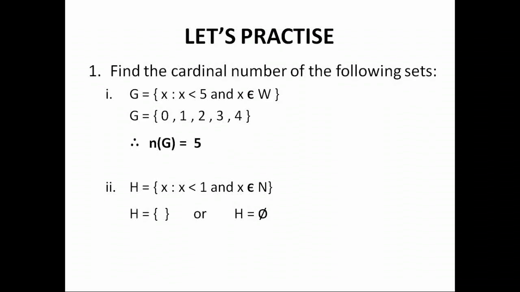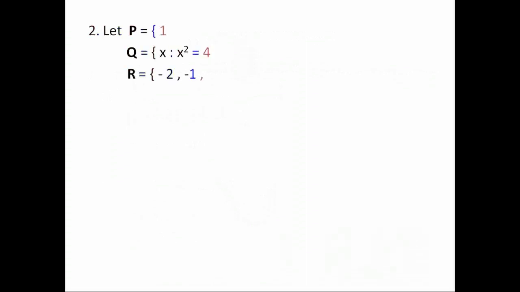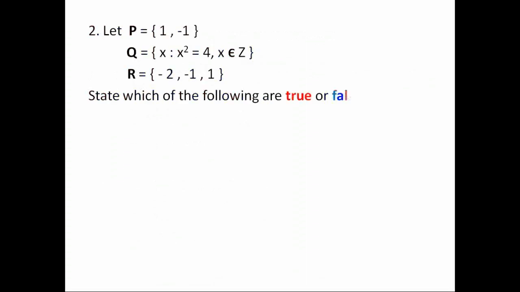And what will the cardinal number of this set be now? 0. So n(H) is equal to 0. Next, let P = {1, -1}, Q = {x such that x² = 4 and x belongs to integers}, R = {-2, -1, 1}.